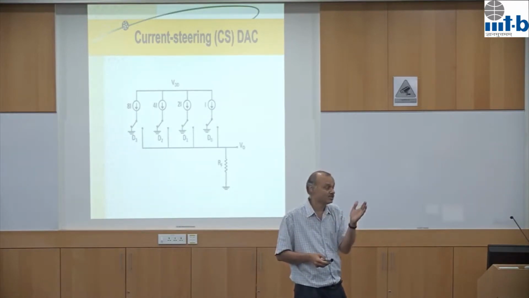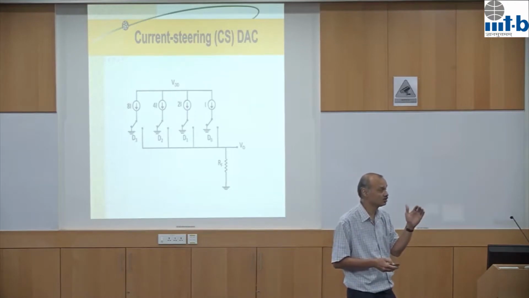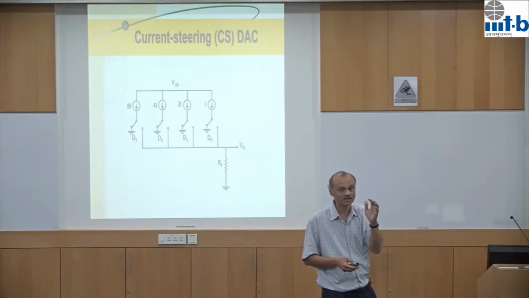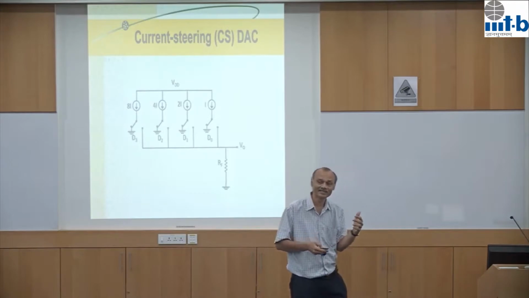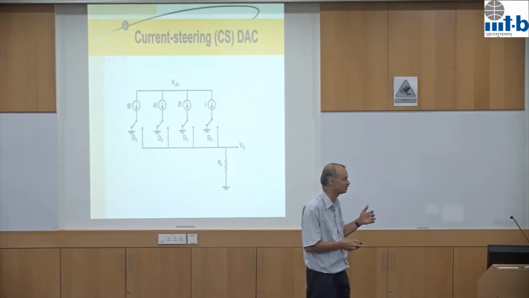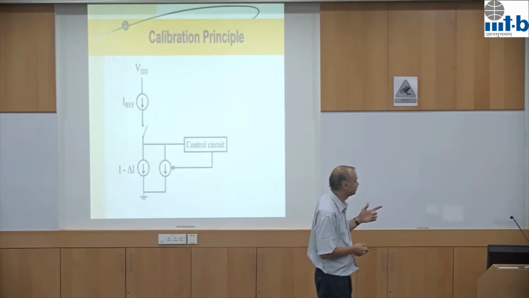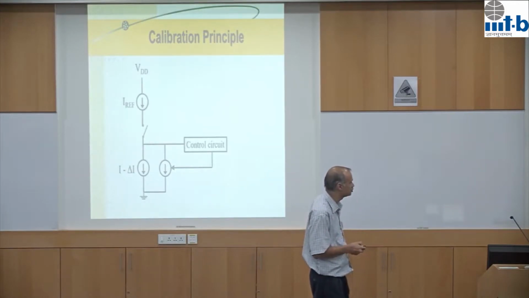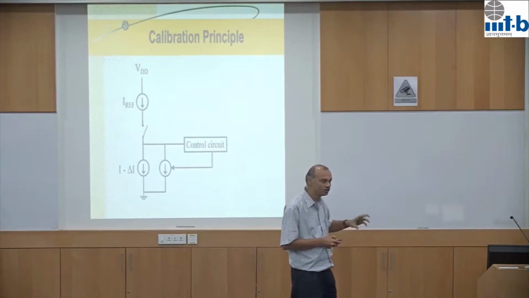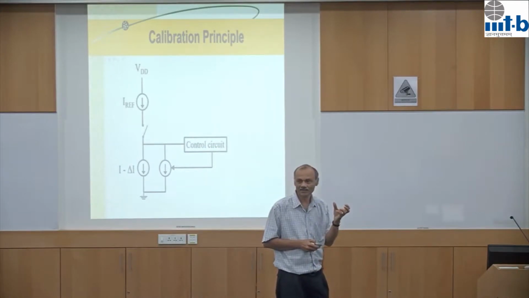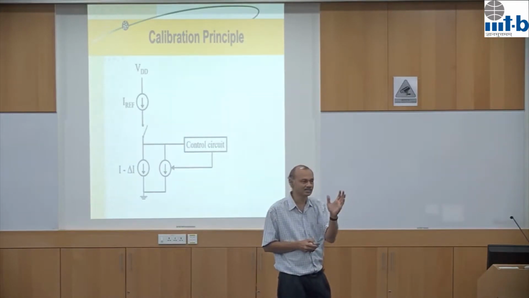But temperature varies, current varies. So what does one do? Well, of course, there are many things one can do. One of the things that can be done is called calibration. So the principle here is, here is that one current source which is supposed to be, let us say, I, but due to some errors, it has become I minus delta I.